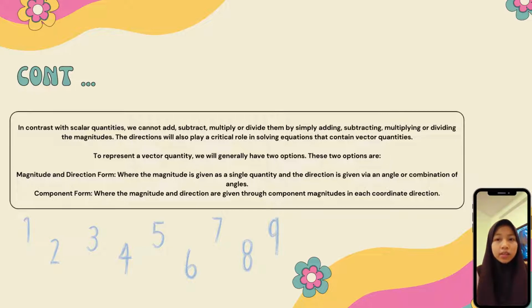To represent a vector quantity, we will generally have two options. These two options are, one, magnitude and direction form, where the magnitude is given as a single quantity and the direction is given via an angle or combination of angles. And two, component form, where the magnitude and direction are given through component magnitudes in each coordinate direction.